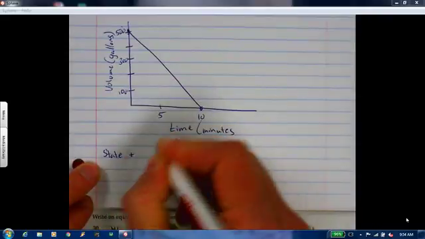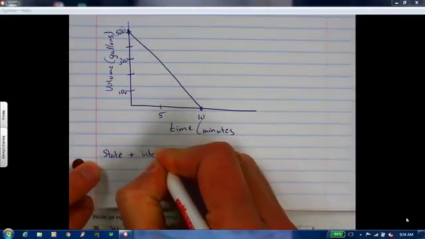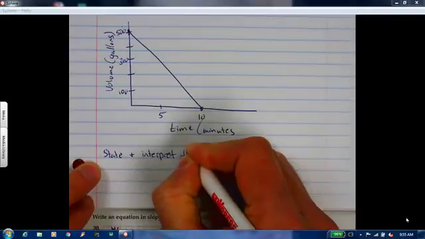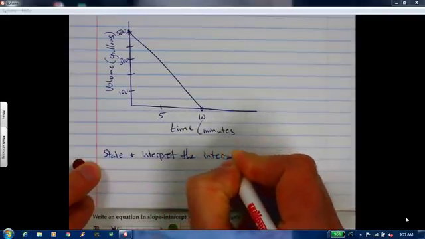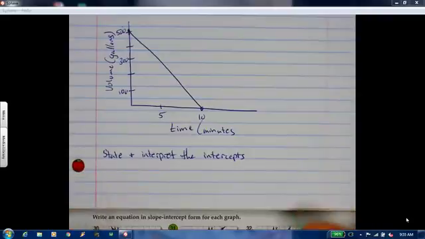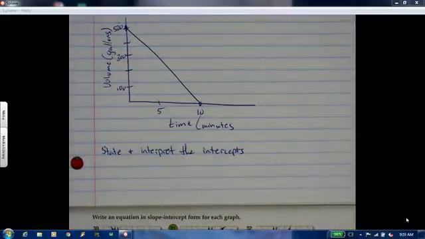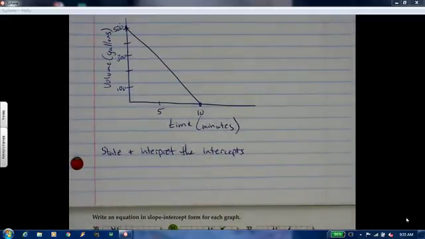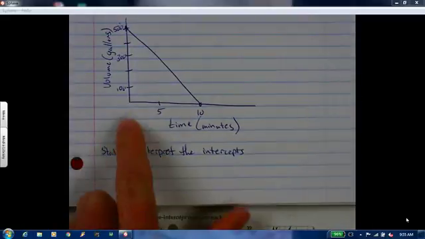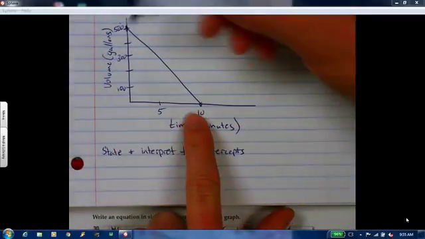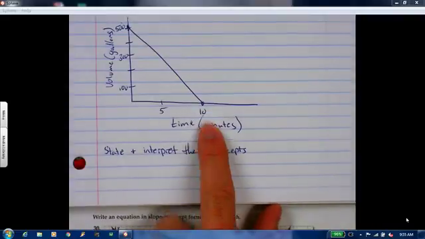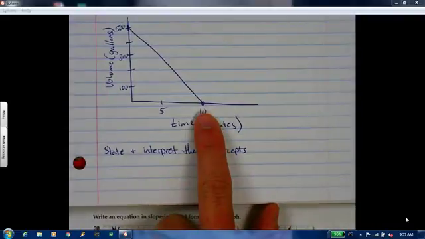State and interpret the intercepts. State and interpret the intercepts. So the intercepts are where it crosses the axes. That's what the axes are, and you use the labels to help you with that. So if I look along the bottom, at what number does the graph cross this horizontal axis? 10, and it's 10 minutes.